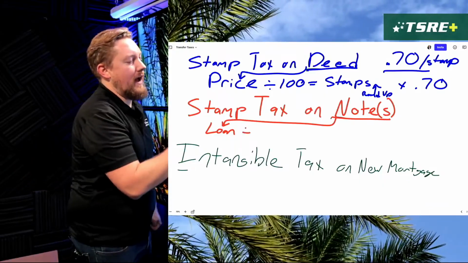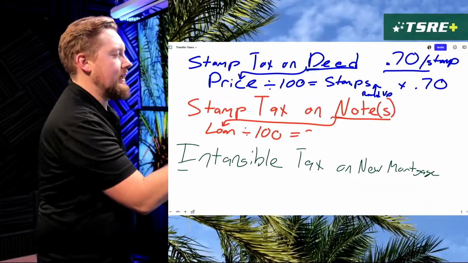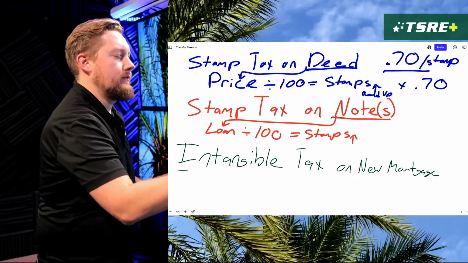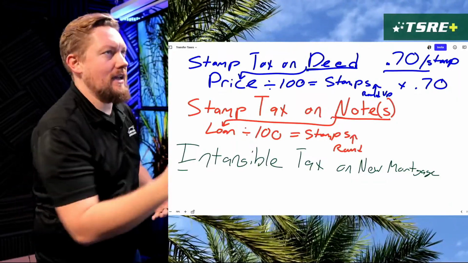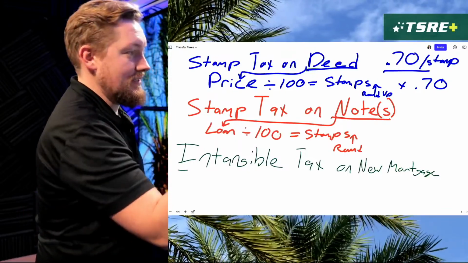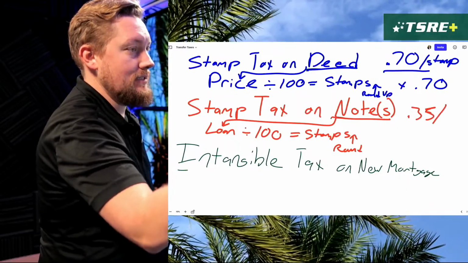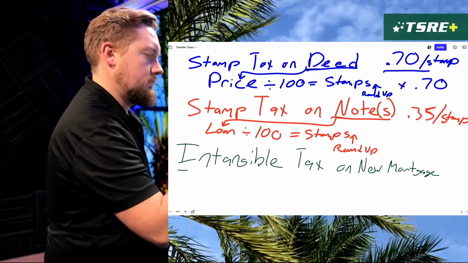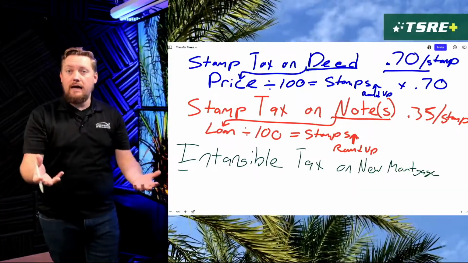We're still going to divide by 100 because the stamps are still good for every $100. And again, we always have to round up for the number of stamps, because you cannot purchase a fraction of a stamp. You have to buy them in the whole increments, which leads me to the second difference, which is that they are 35 cents per stamp.